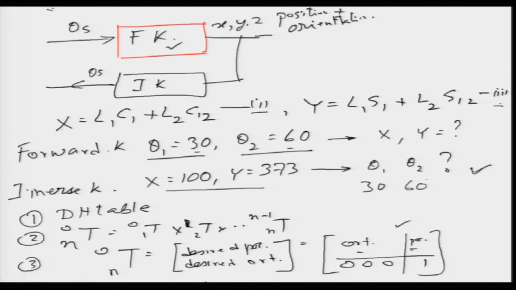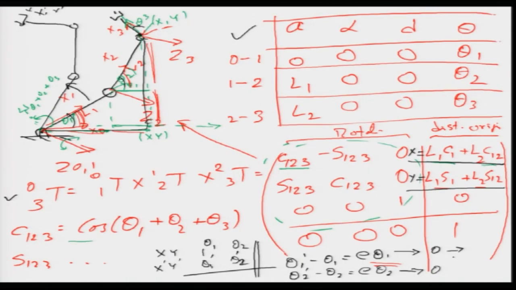Now, how do we proceed to solve? We have a 4 by 4 matrix here and a 4 by 4 matrix here. So essentially we take this matrix and equate it to this matrix, which is the 0 to n matrix for this manipulator. Let's look at what the inverse kinematics looks like for this manipulator.